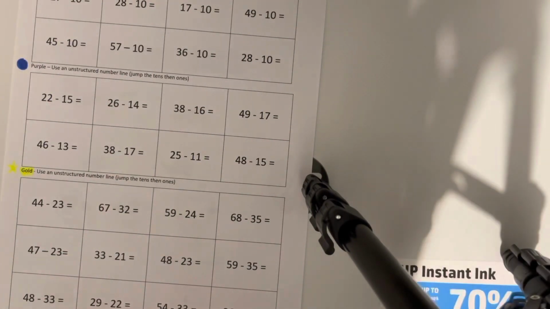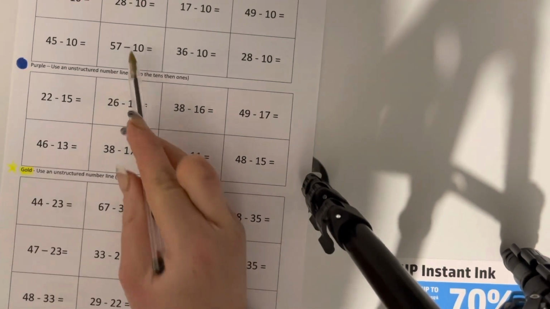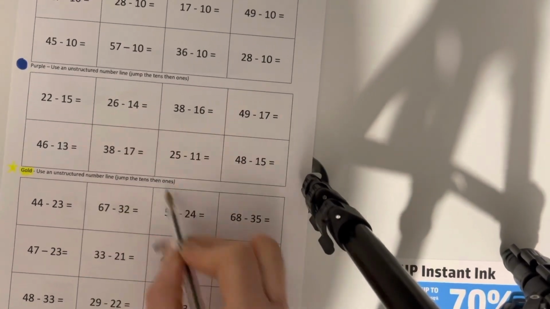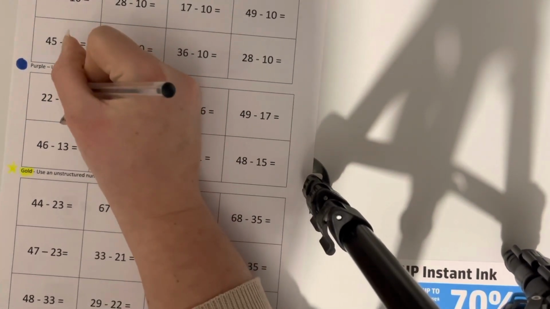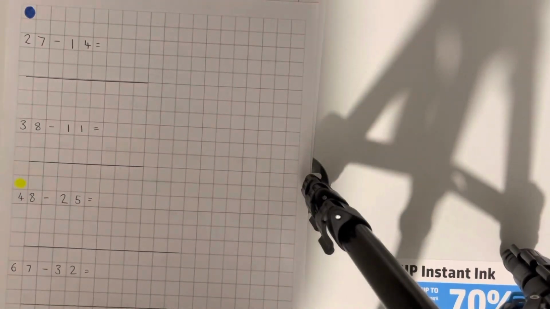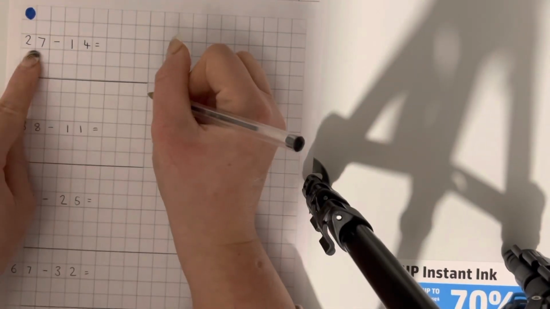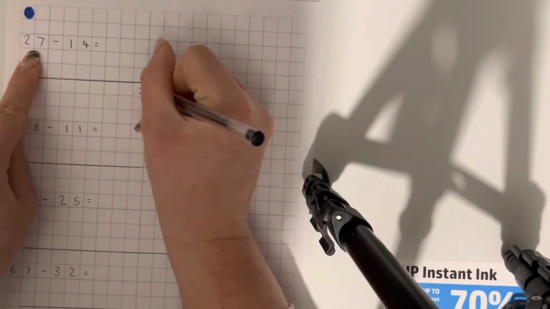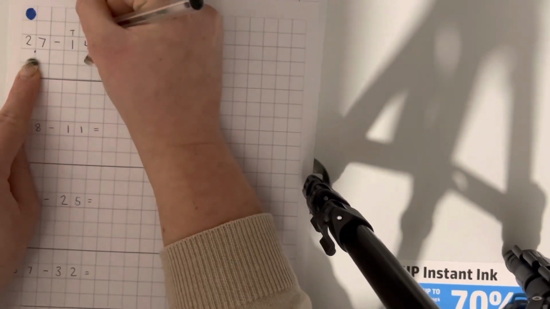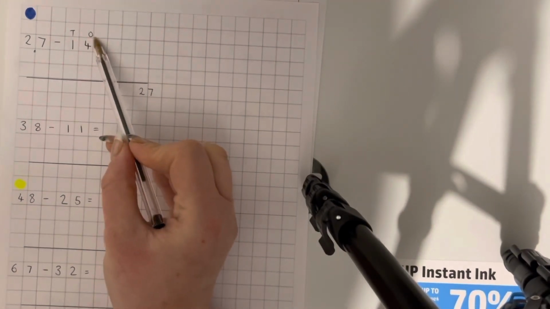So when we move on to purple, you will notice that we are not just taking away 1 10, we are taking away 1 10 with some ones. So we need to look at the 10s and the ones. So if we had 27 take away 14, we still start with the first number, 27. And then we take away the 10s and the ones. So we take away the 10s and then the ones.